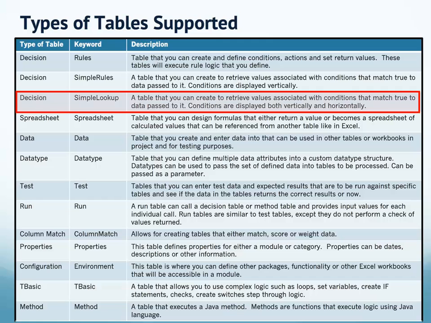And then we have a third type of decision table, which is called a SimpleLookup table. You can create this to retrieve values associated with conditions that match true to the data passed into it, just like the SimpleRules. But the main difference with the SimpleLookup table compared to the SimpleRules table is that you can display or lay out your conditions both vertically and horizontally with a SimpleLookup, whereas in SimpleRules you just lay out your conditions vertically.